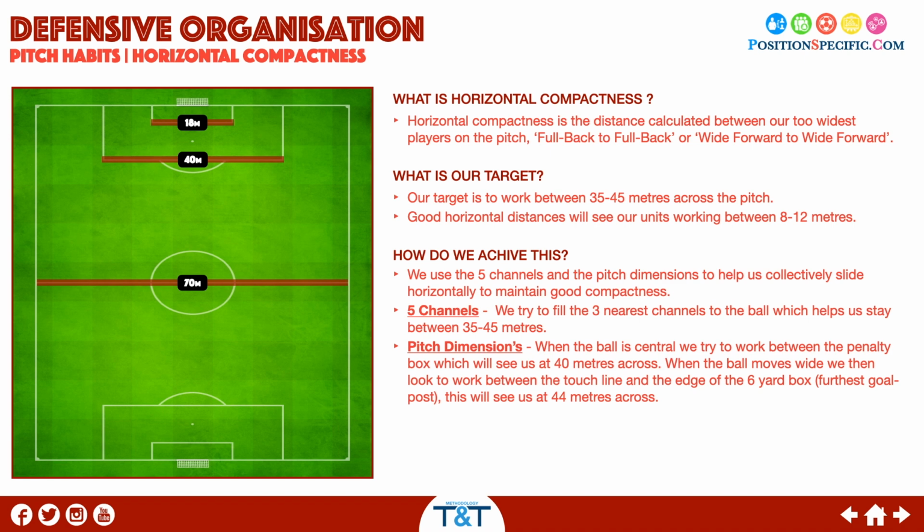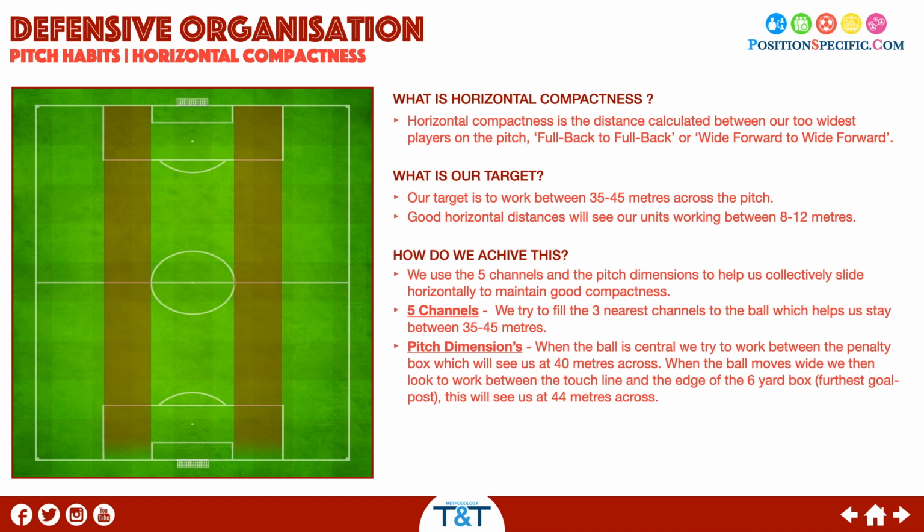So how do we achieve this? We use the 5 channels and the pitch dimensions to help us collectively slide horizontally to maintain good compactness. As you can see from the picture, we're organising those pitch dimensions in terms of the width of the 18-yard box, the width of the 6-yard box, and the distances all across the pitch. Using those 5 channels as well, and trying to fill the 3 nearest channels to the ball, helps us stay within that distance when we're sliding across the pitch.